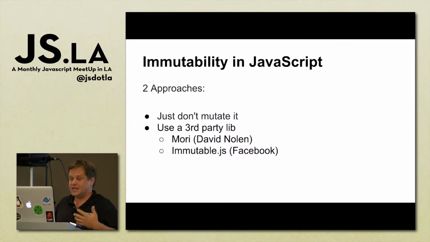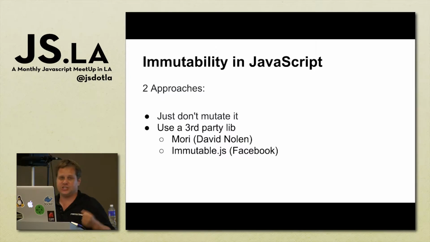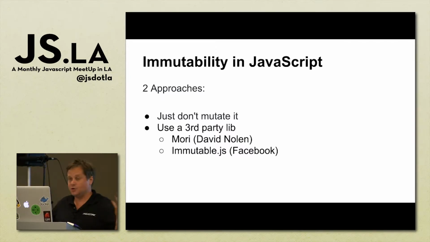Immutability in JavaScript. The JavaScript array class is not immutable by default, obviously. You can add things to it and change it. So how do we achieve immutability? You could just use some discipline and not change things. If you create an array, don't change it. I don't say that as a joke.